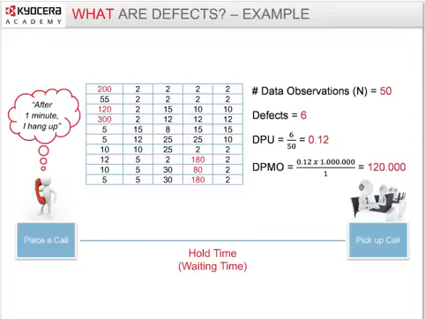Another way of measuring defects, or process capability, is to calculate defects per million opportunities, as this is a very commonly used measurement in the Six Sigma world. It is calculated by taking the defects per unit, multiplied by 1 million, divided by the number of defect opportunities per unit. This measurement indicates how many defects would arise if there were 1 million opportunities. In this example case, we have 120,000 defects per million opportunities, assuming that there is only one opportunity to create a defect, that is when the hold, or waiting time, exceeds 60 seconds.